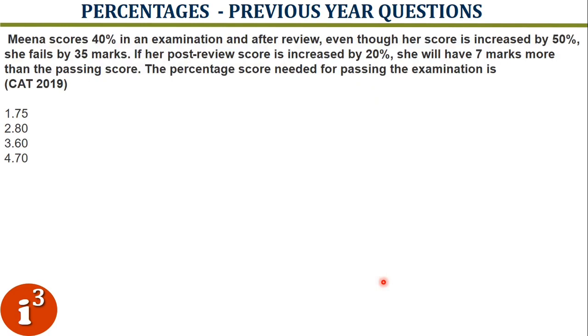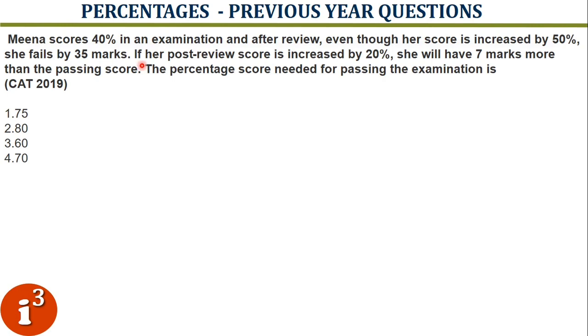Okay, next question. This is also a problem of CAT 2019. Meena scores 40% in an examination, and after review, even though her score is increased by 50%, she fails by 35 marks. So she scored 40%. Review is done, some marking has been changed, her score increases by 50%. 50% of whom? 50% of this 40%. Means whatever she obtained earlier, of that 50% is increased post review. So even after this, she fails by 35 marks.